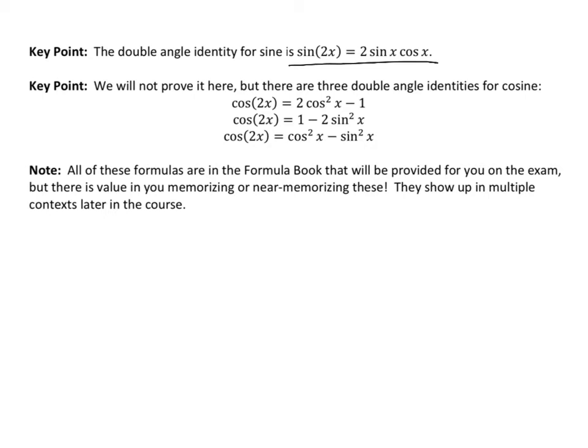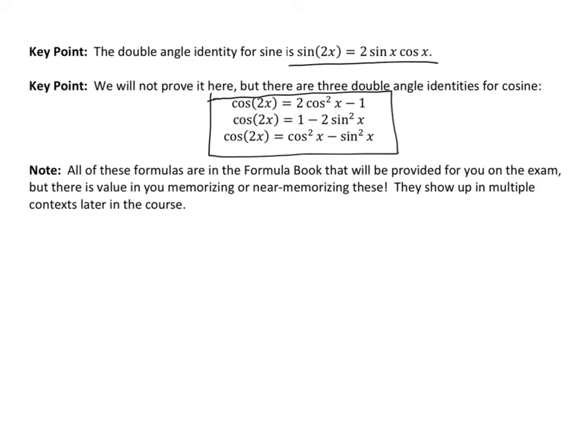And the next one, I'm not going to prove it here, but there are actually 3 double angle identities for cosine. They're right here, and all of them have applications in different contexts. They're all valid, and really the way that you move between them is by using that Pythagorean identity. If you were to substitute the cosine squared here for sine squared, you'd wind up with that one. So that's kind of where those things are coming from.